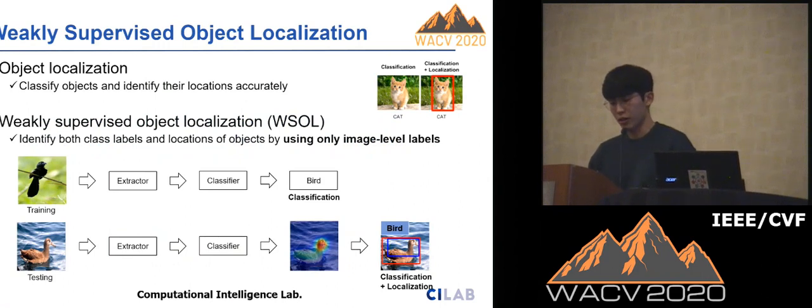Object localization is to classify objects and identify their locations accurately. To reduce annotation costs, weakly supervised learning has attracted attention, and weakly supervised object localization aims to identify both class labels and locations of objects by using only image-level labels.